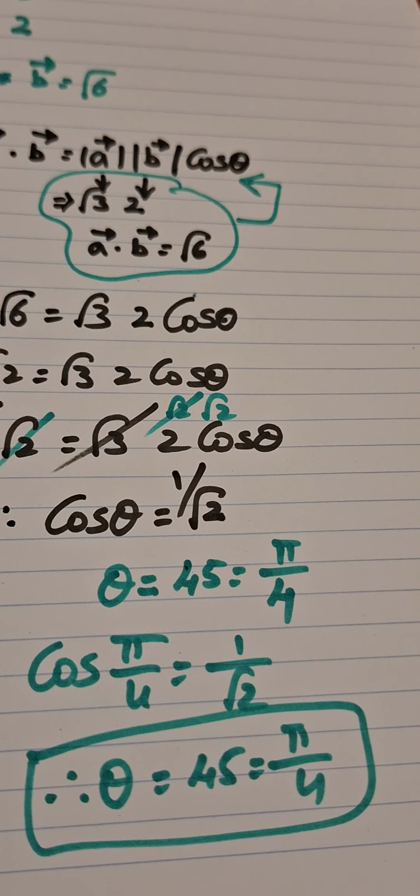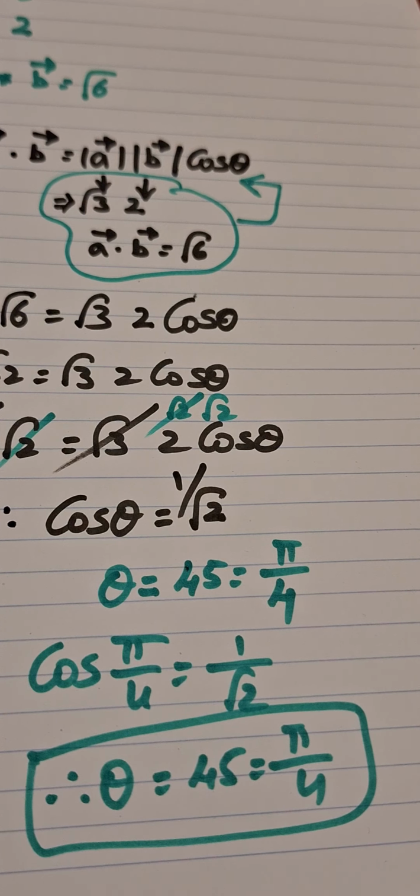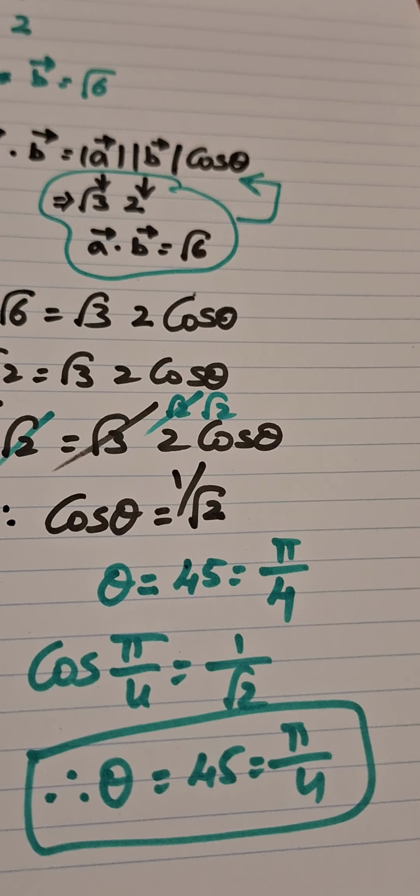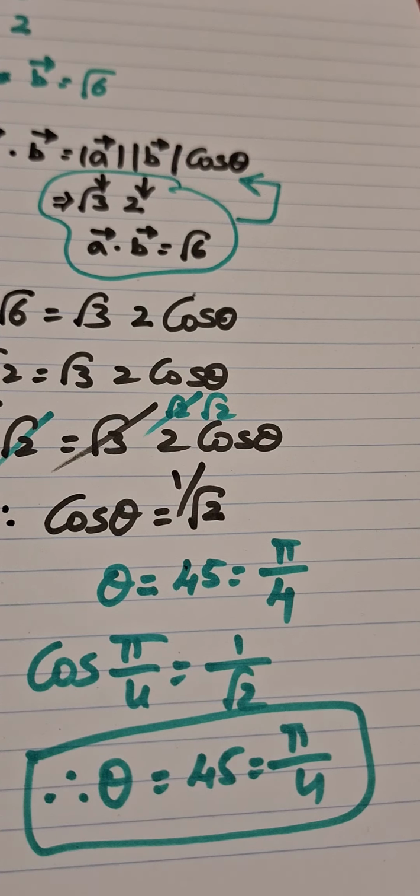So this is what I wanted to talk about vectors. In vectors we talked about what a vector is, what the product of vectors is, how to determine them, how to find their magnitude, and how to find the angle between them.